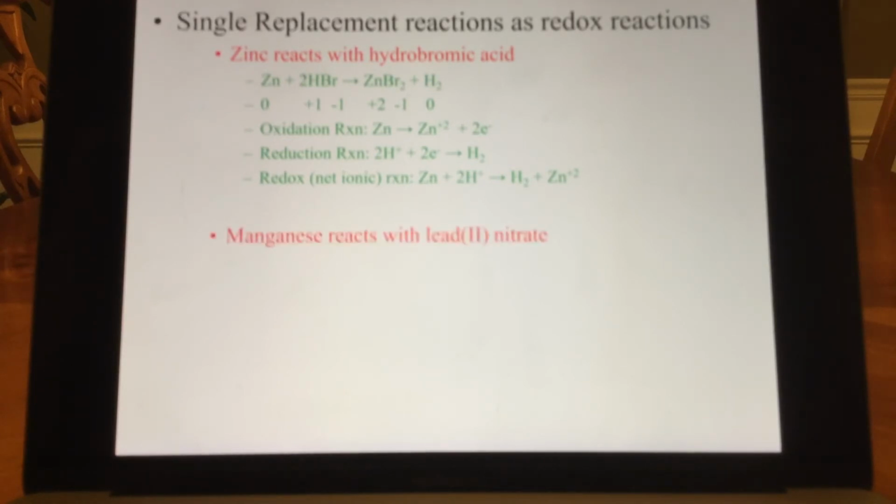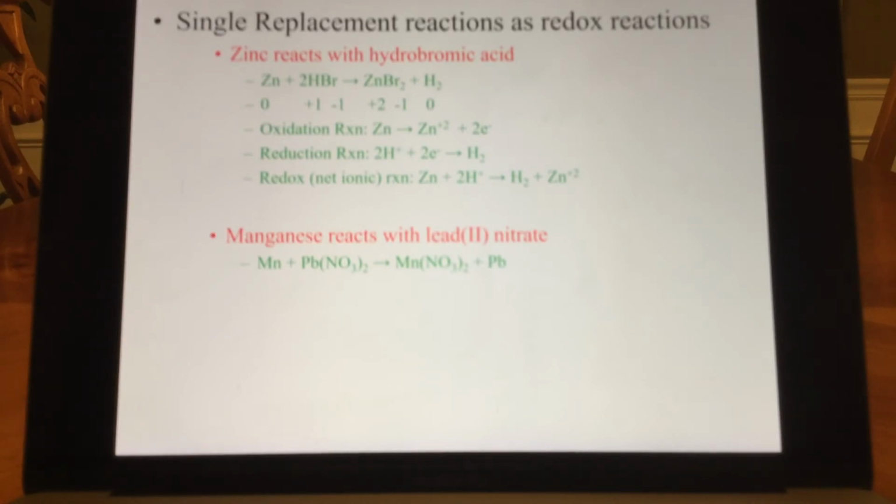Then another example, manganese metal reacting with lead 2 nitrate. Same thing, we write out our balanced molecular equation that we're used to doing. Manganese reacting with lead 2 nitrate forming, so the lead and the manganese will trade places, and we'll get manganese 2 nitrate and plain old lead metal.